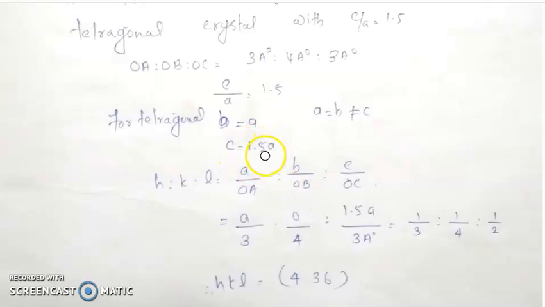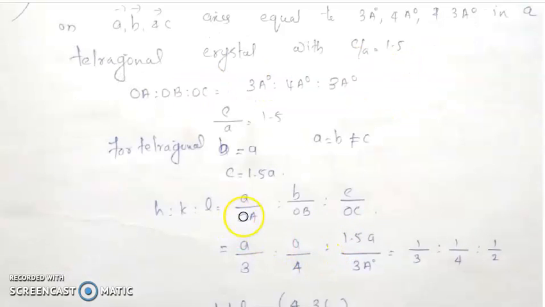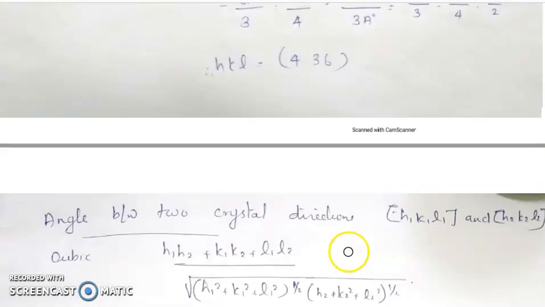So here what we have to do is take the length. These are the intercepts on x. So you have to take the reciprocal here. We have taken OA divided by A, taking the reciprocal in order to obtain H is to K is to L. So the value of HKL is 4, 3, 6.